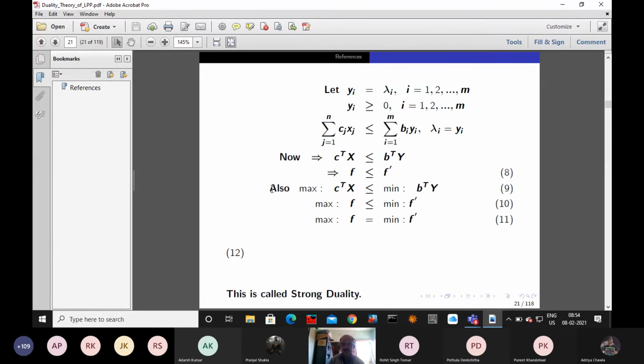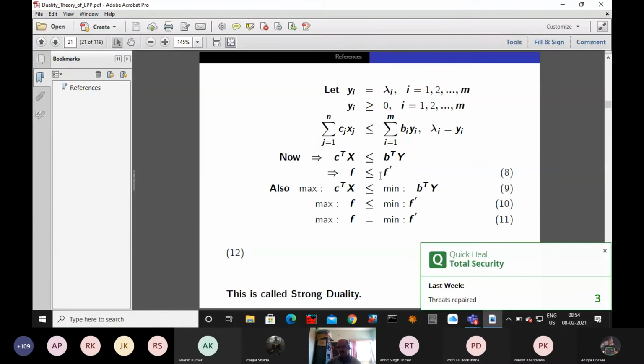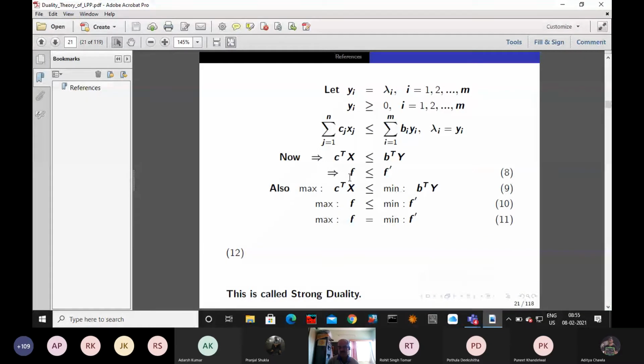In the last class I also told you that C transpose X is the primal objective function and B transpose Y is the dual objective function. This C transpose X is always less than or equal to B transpose Y. So we can also prove and write the auxiliary function F is less than or equal to F dash. Three things we are observing: either both are the same value, or one is more and the other is less.